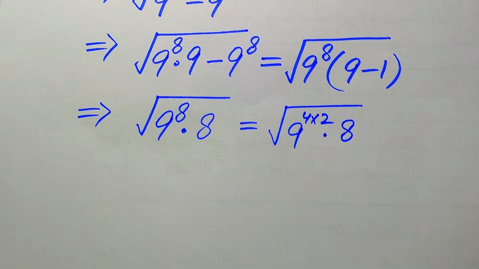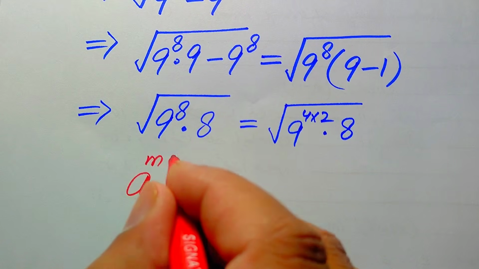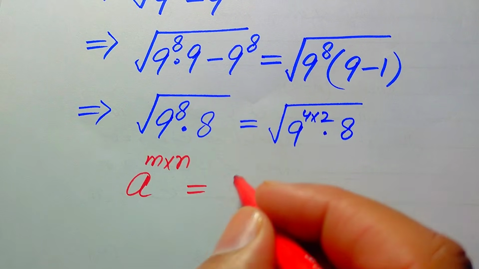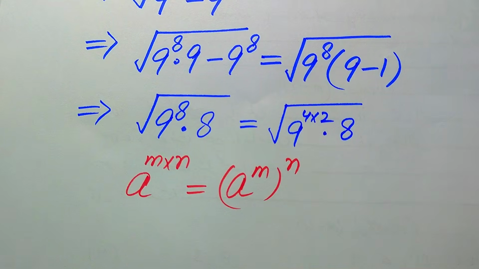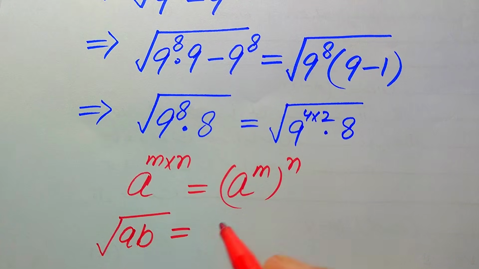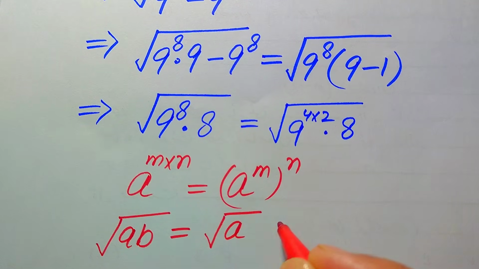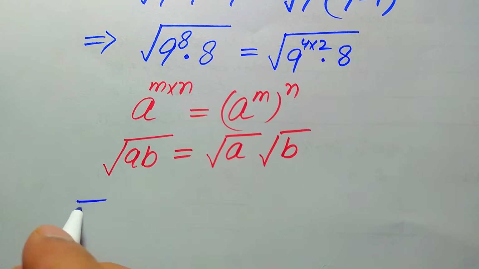Here we use the nice exponential law: if we have a to the power of m multiplied by n, we write it as a to the power of m, to the power of n. Further, we use another radical law: if inside the radical sign we have two numbers multiplied by each other, we apply the radical separately on both of these values. So we use these two rules on the above expression.